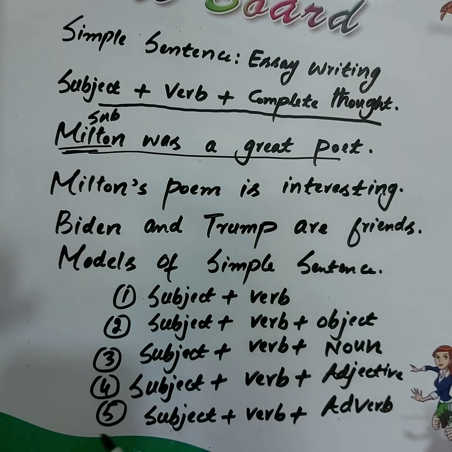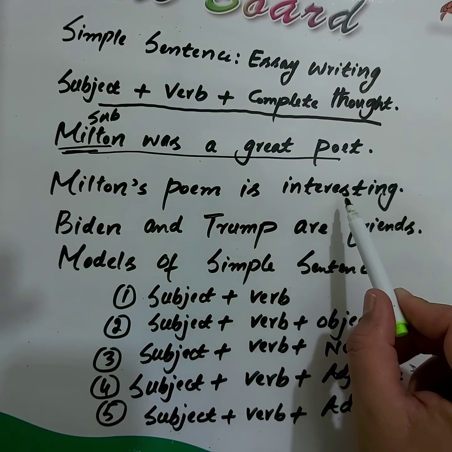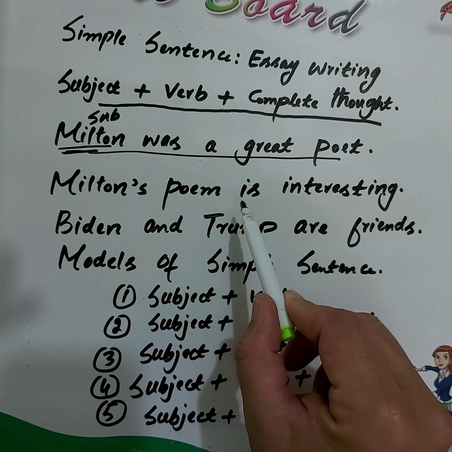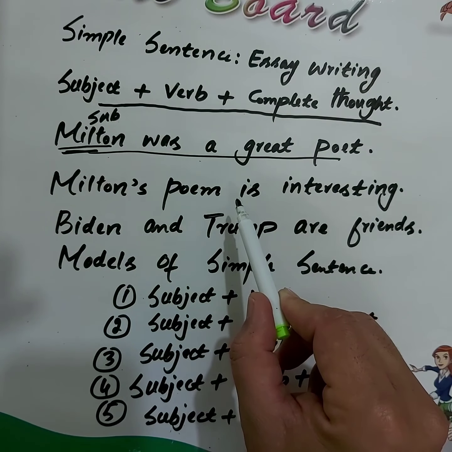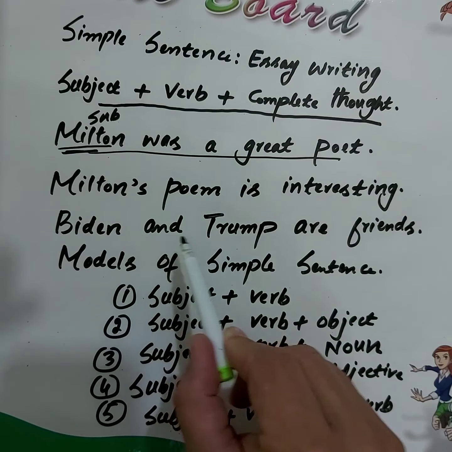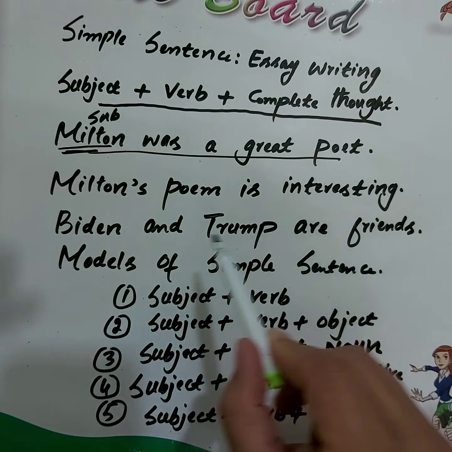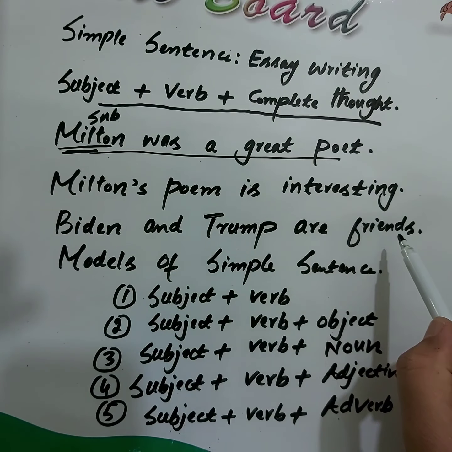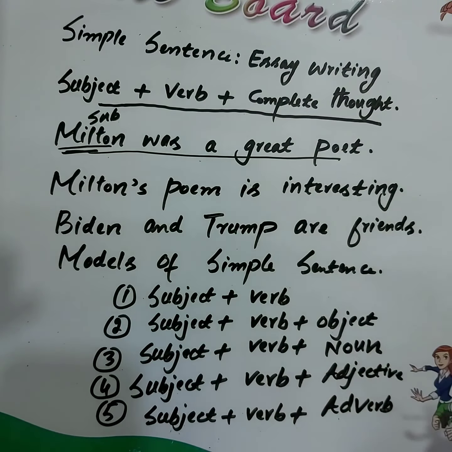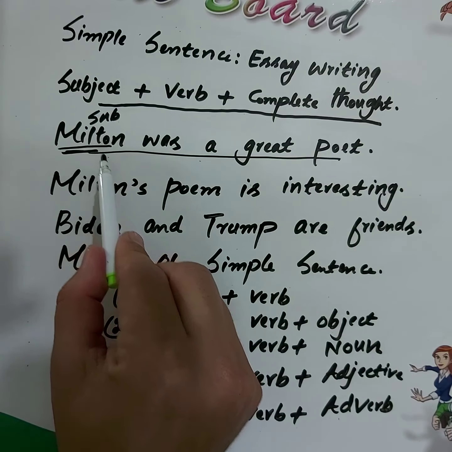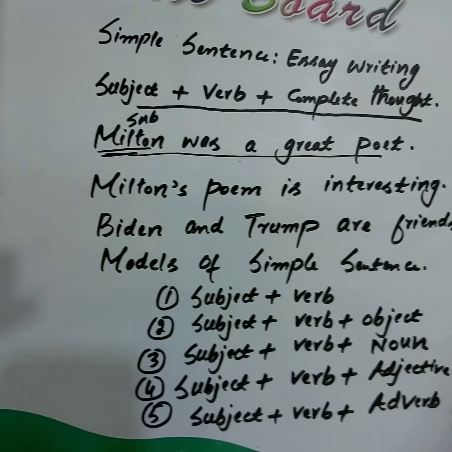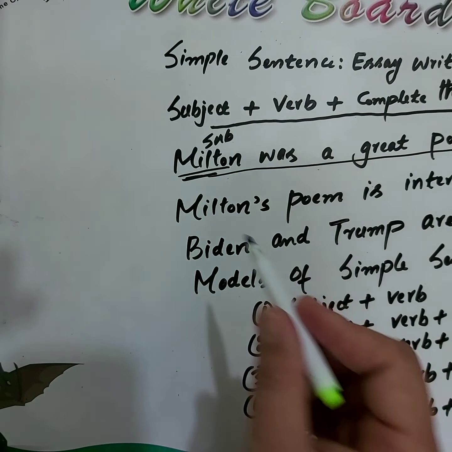Students, now Milton's poem is interesting. Again, this is a simple sentence, an independent clause. Biden and Trump are friends. Students, in the first sentence, I'm going to explain.